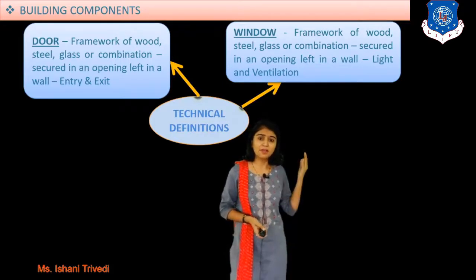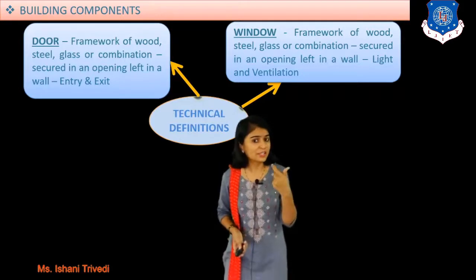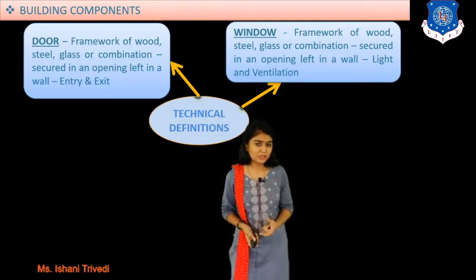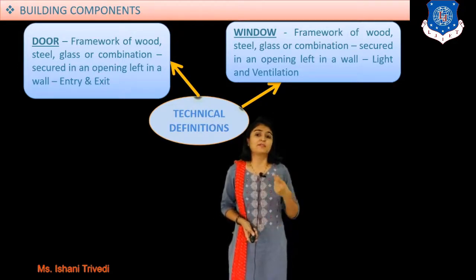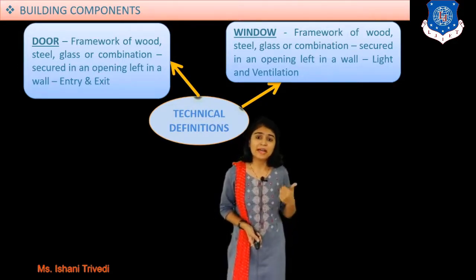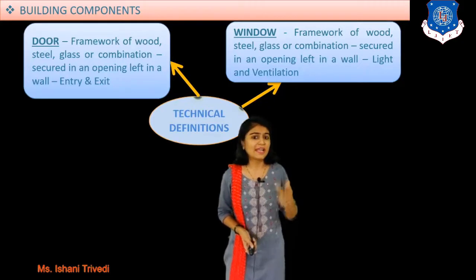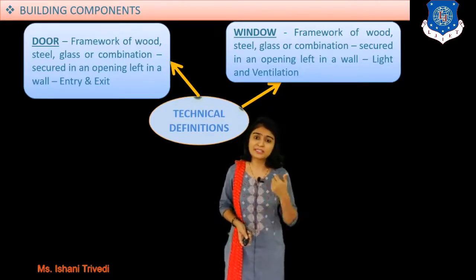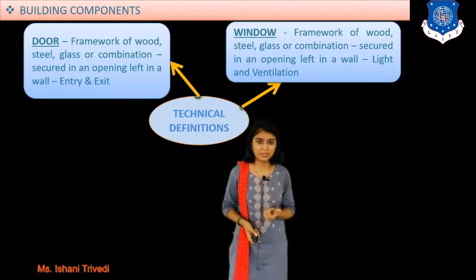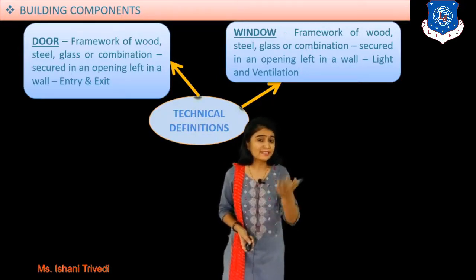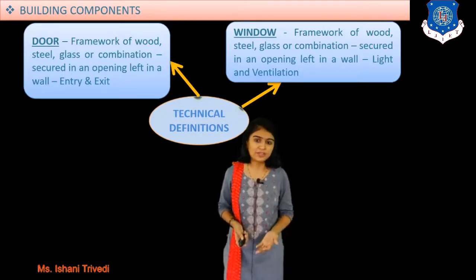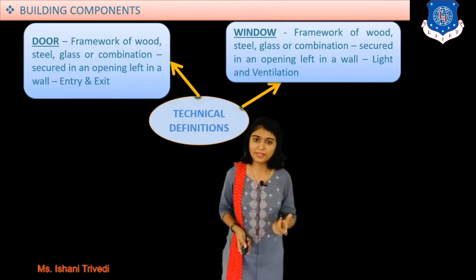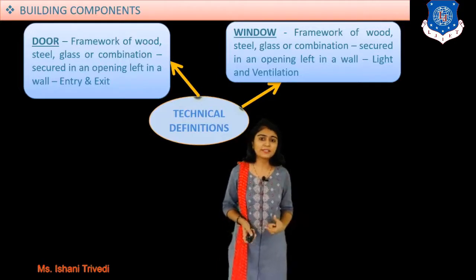Okay, so now again, window is just a framework which is secured in the opening left in the structure, okay, for the purpose of lighting, ventilation and air circulation. Major purpose of the window is lighting and air circulation. You need light in your room, you need sunlight, you need air circulation. So for that purpose, we provide a specific type of framework known as window.